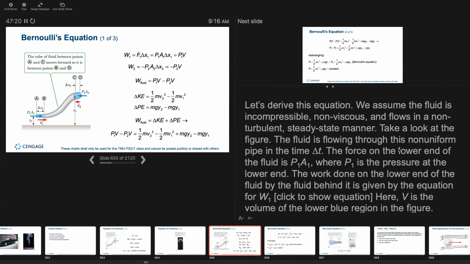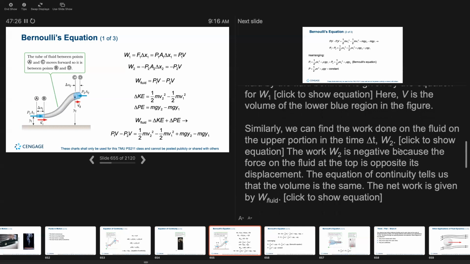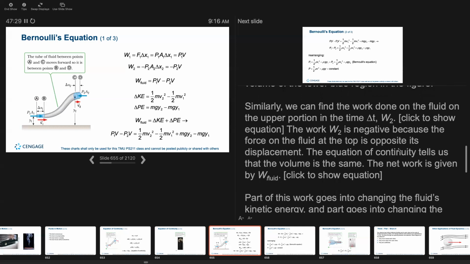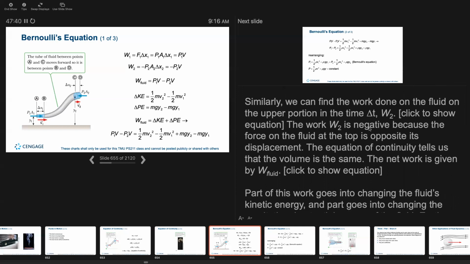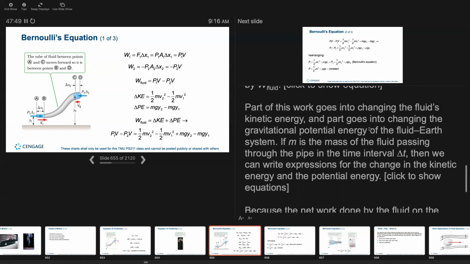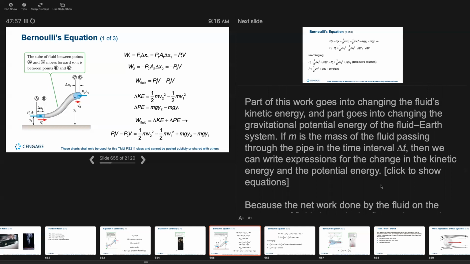for W1. Here, V is the volume of the lower blue region in the fluid. Similarly, we can find the work done on the fluid in the upper portion in the time delta t, W2. The work W2 is negative because the force on the fluid at the top is opposite its displacement. The equation of continuity tells us that the volume is the same. The net work is given by W fluid. Part of this work goes into changing the fluid's kinetic energy, and part goes into changing the gravitational potential energy of the fluid-Earth system.